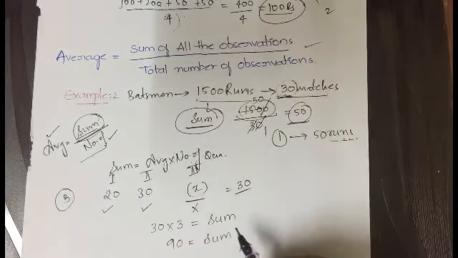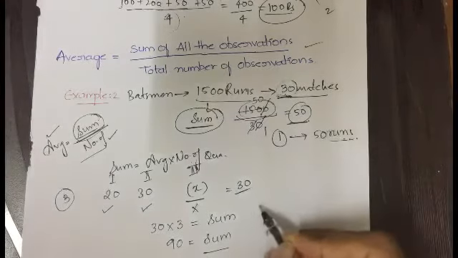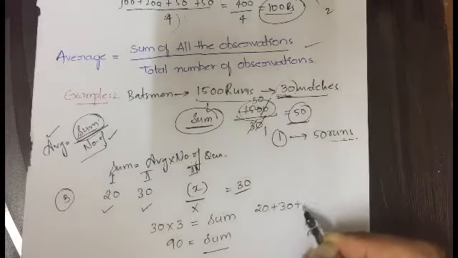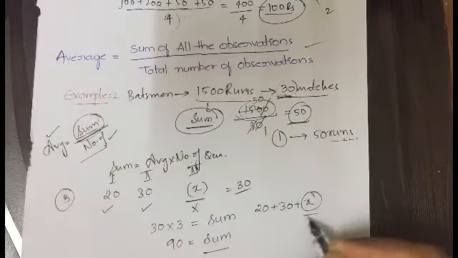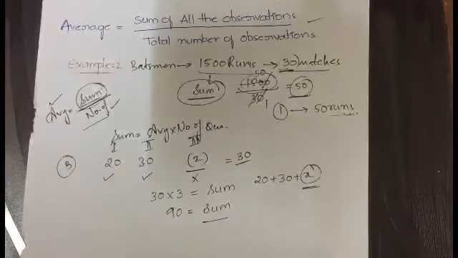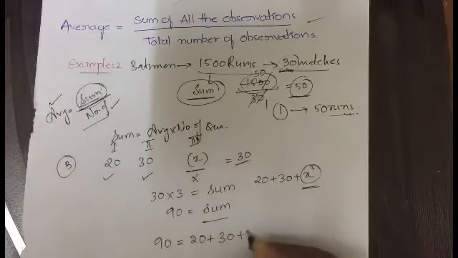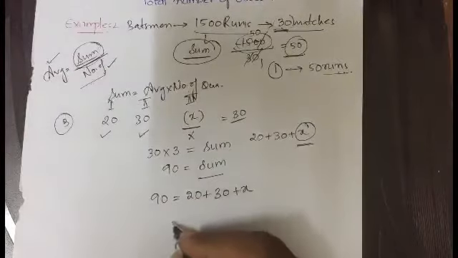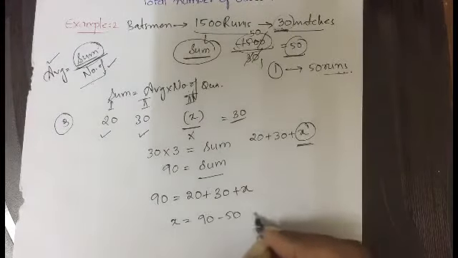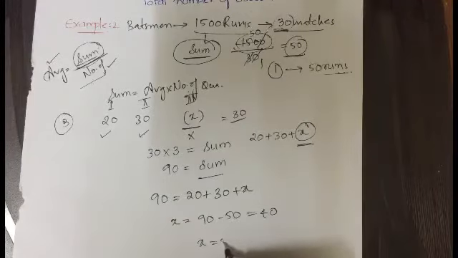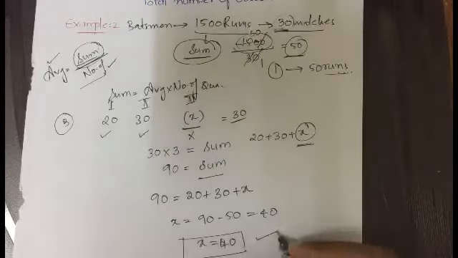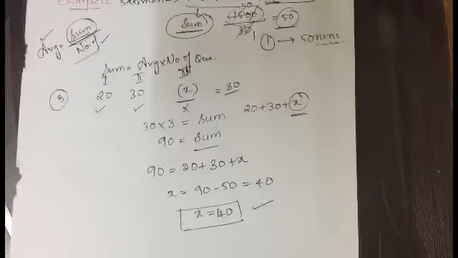So now the sum will be 20 plus 30 plus x, right? You don't know the value of x, so let us keep it as unknown x. So now 90 is going to be equal to 20 plus 30 plus x. So now x will be equal to 90 minus 50, which is equal to 40, right? So x will be equal to 40, right? So in this way, you can find out the unknown value also by using the concept of average. Okay, so simply we can say these are the applications of averages, right?